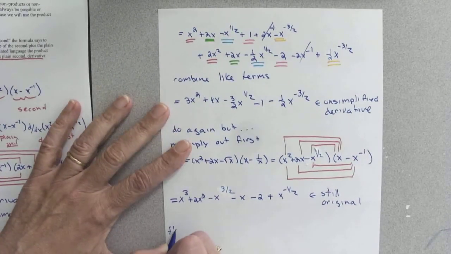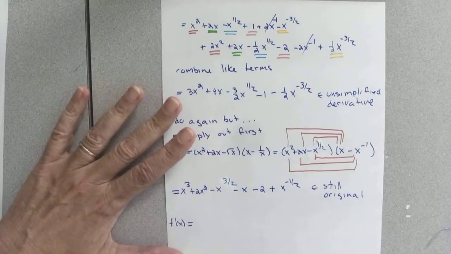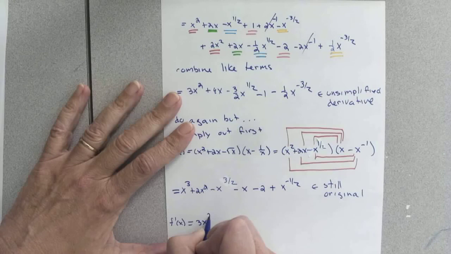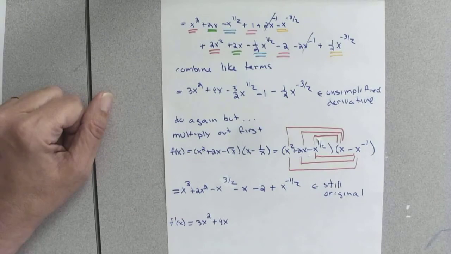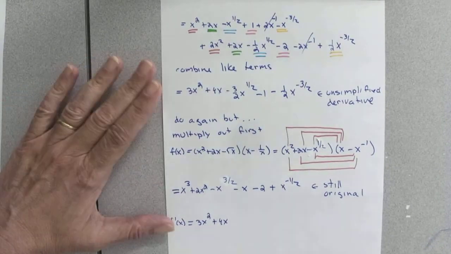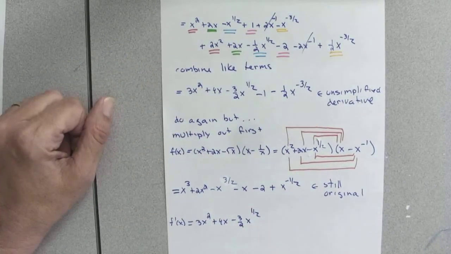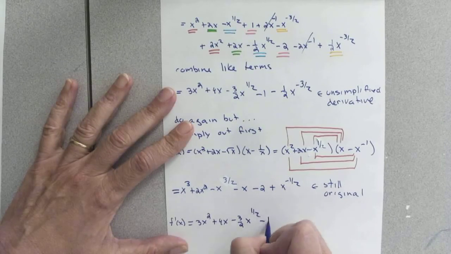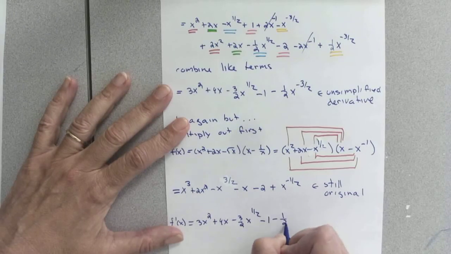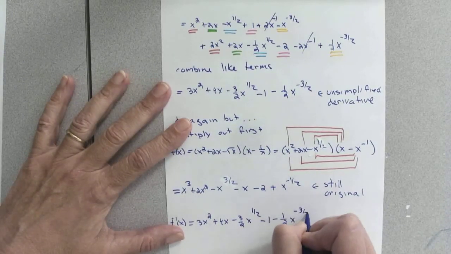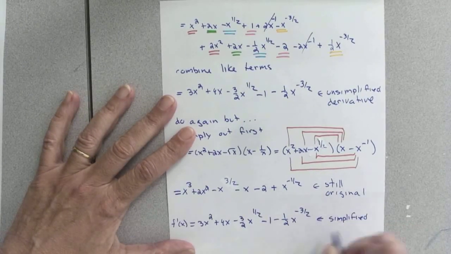But now I can just use my basic rules. I can just do my power rules here. And so multiply by the exponent, decrease the exponent by 1, 3x squared. Multiply by the exponent, decrease the exponent by 1, 4x. Multiply by the exponent, decrease the exponent by 1. Derivative of negative x, negative 1. The derivative of the 2 is 0, so I won't write that down. And on the end, multiply by that exponent, decrease the exponent by 1, and there would be my simplified derivative.